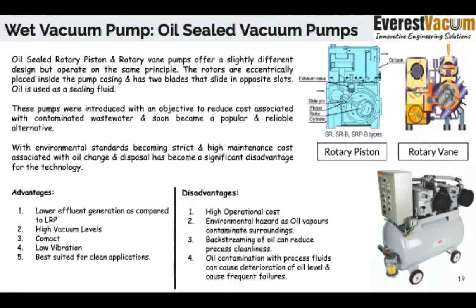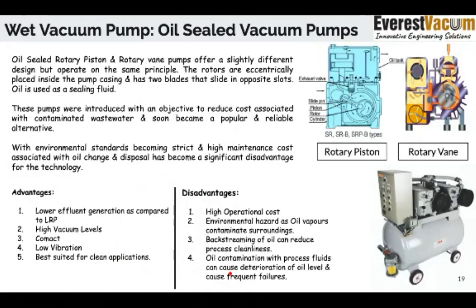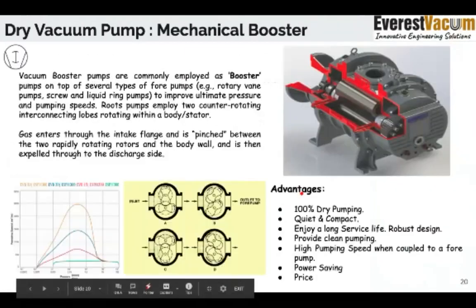Environmental hazards, as oil vapor contaminating surroundings is high. Backstreaming of oil can reduce process cleanliness, and oil contamination with process fluids can cause deterioration of oil and frequent failures. So all of these pumps, the three technologies that we discussed, had their own pluses and minuses, and the chemical industry wanted even better solutions, which led to dry pumps coming out.